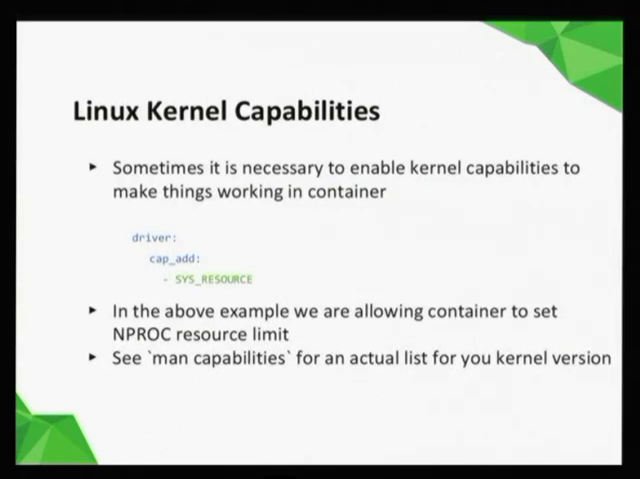So, also kernel capabilities. Sometimes it's necessary to not really create a mock, but to actually use a kernel capability, which is a way to allow root access, but only partial, to put it in a nutshell. So in this provided case, we're using a specific capability, capsys resource, in some of our manifests that are using nproc control limit.